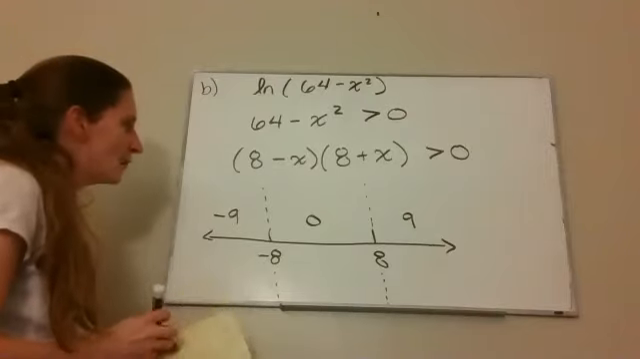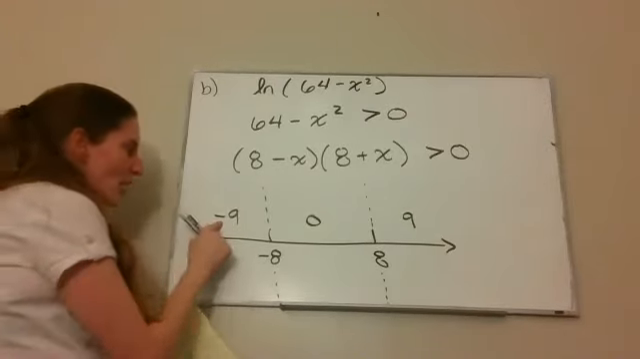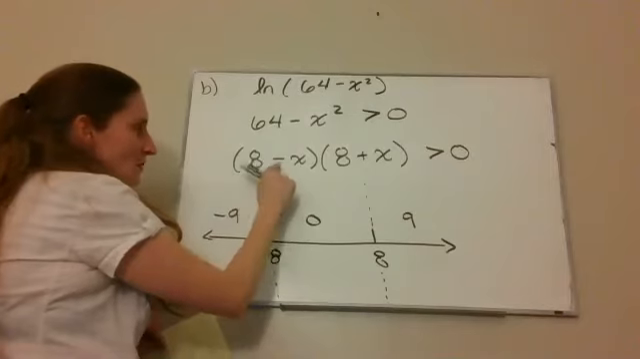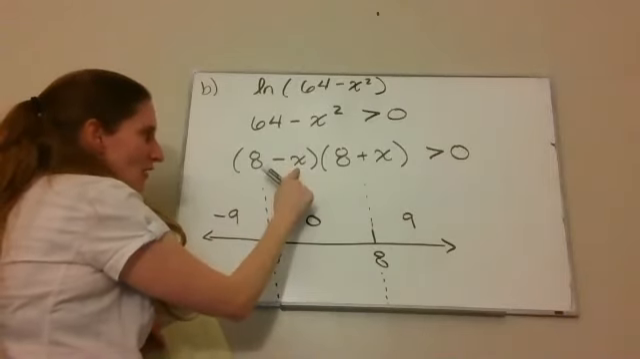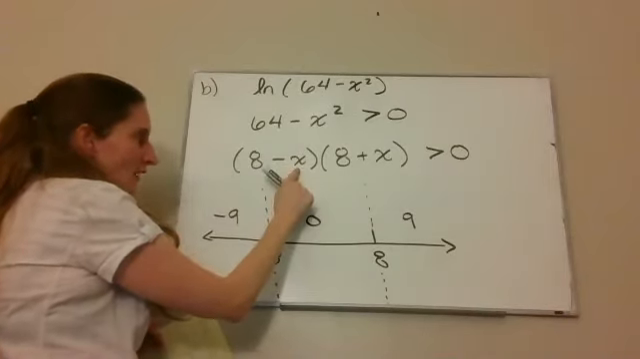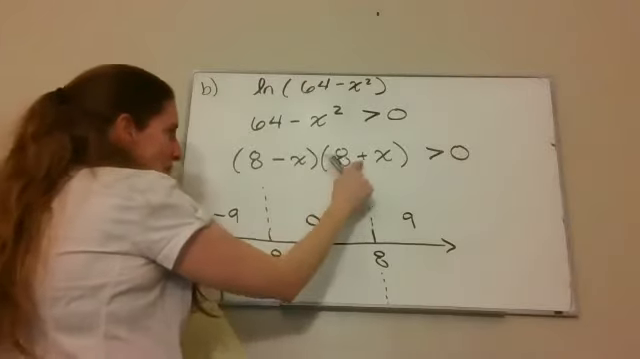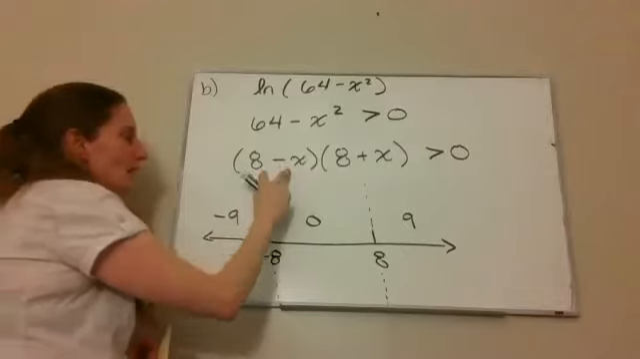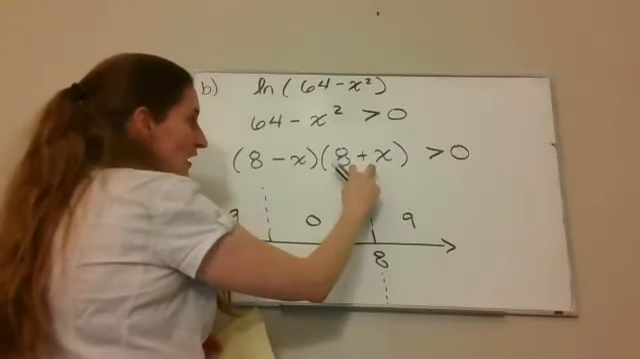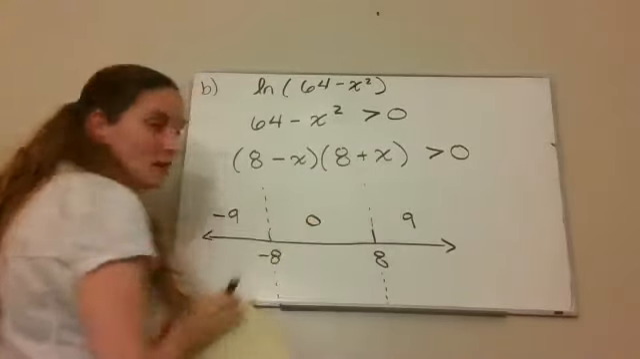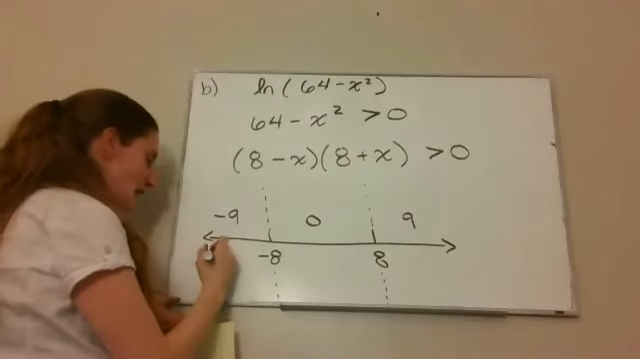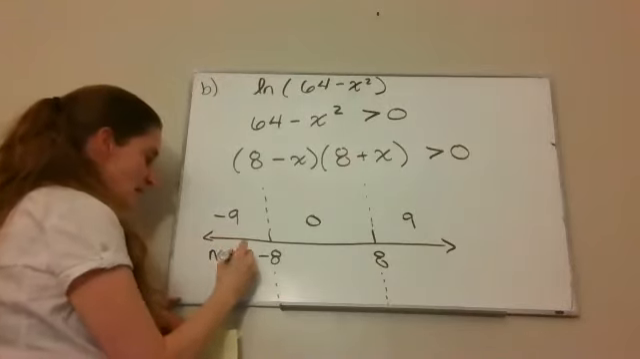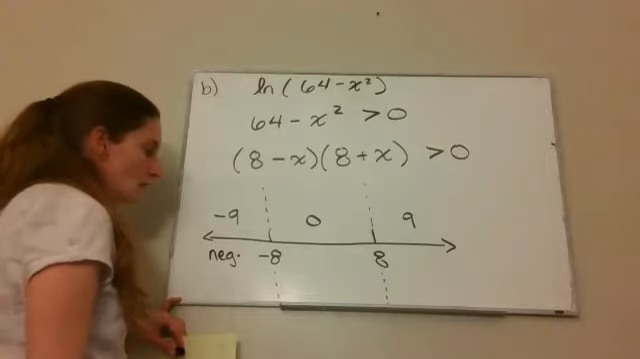So what happens if I plug in negative 9? 8 minus negative 9 would be positive 17. And 8 plus negative 9 would be a negative 1. So I have positive times negative, which is negative. So it's not going to be greater than 0. This is negative. So it's not true over there.